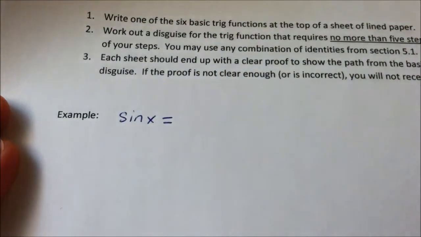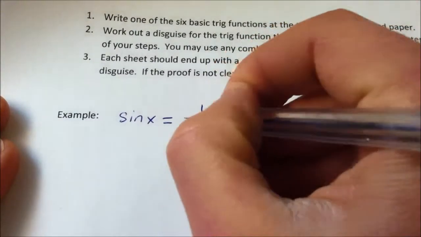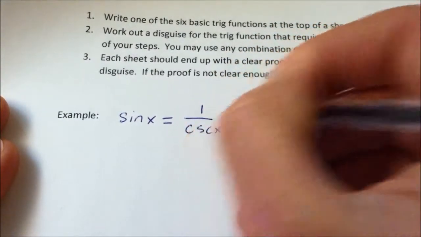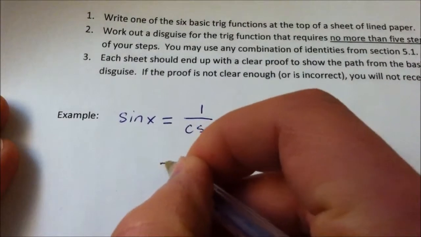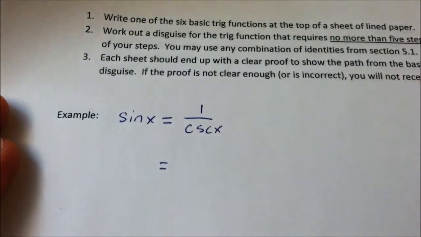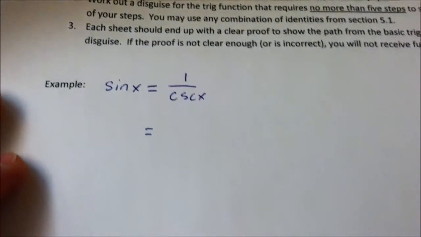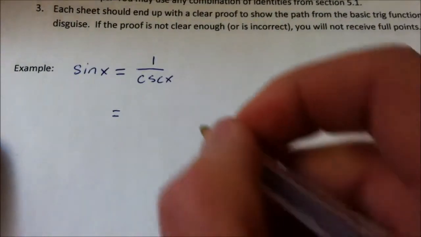I think I'll start mine off by rewriting sine of x as 1 over cosecant x. That's a pretty good disguise. Now I take a look at that and I need to decide how do I want to change that.